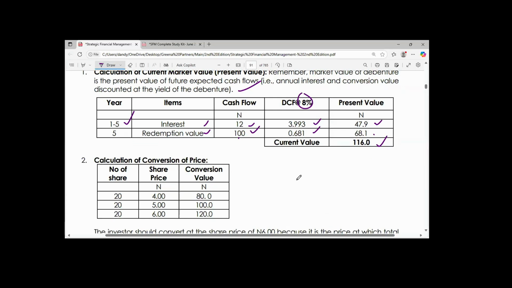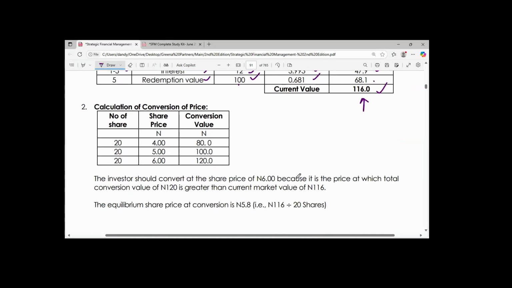So the examiner is now asking you to advise whether investors should convert at 4 naira, 5 naira, or 6 naira. To do that, now that I've calculated the current market value to be 116, I need to calculate the conversion value.